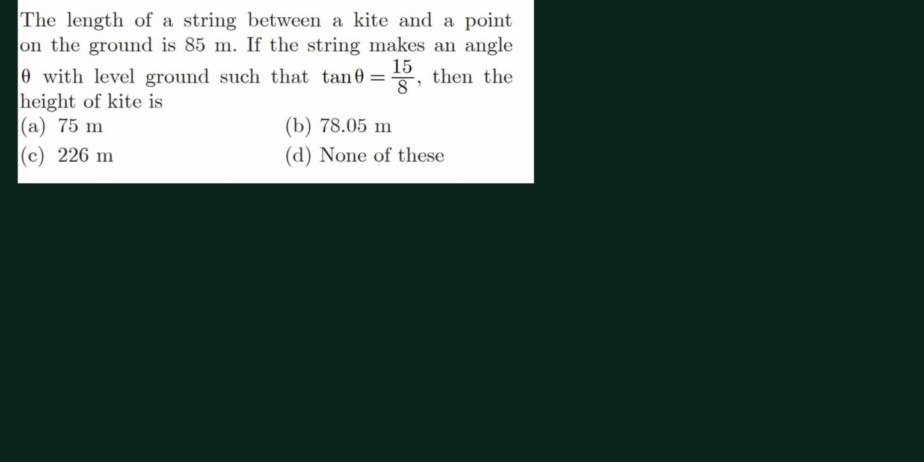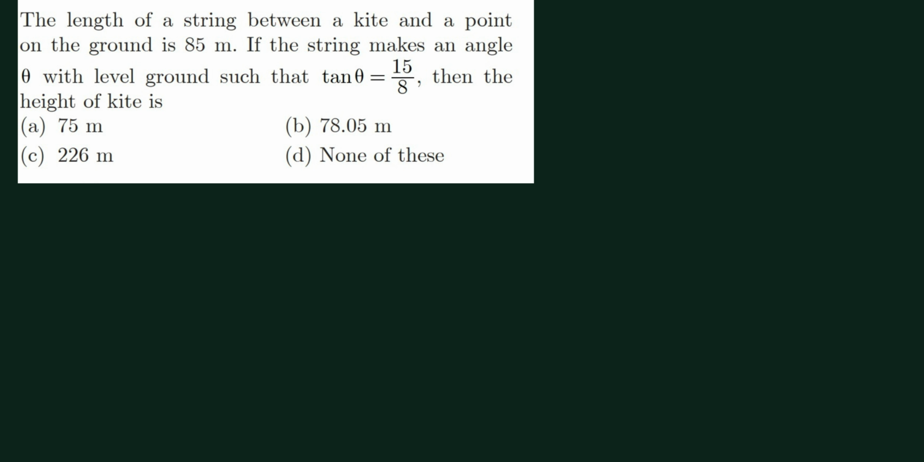The length of a string between a kite and a point on the ground is 85 meter. If the string makes an angle theta with the level ground such that tan theta equal to 15 by 8, then the height of the kite is how much? So you have to find the height of the kite. Then how do you get this height of the kite?